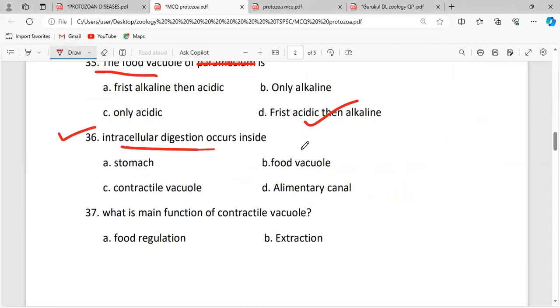Now, intracellular digestion occurs inside. Very good.